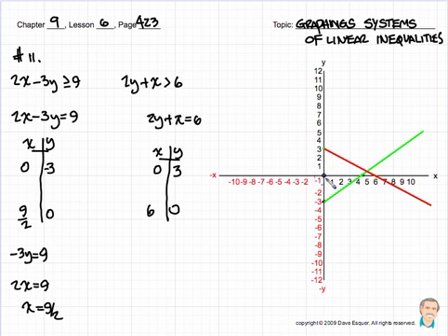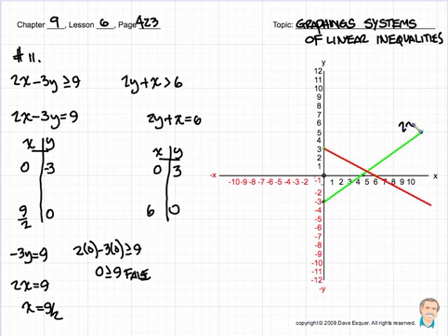Now, going back to our problem, we have to test each of these for 0, 0 to see which side we should be shading. So let's go back to this first equation. And let's stick 0, 0 in there for this one. So we have 2 times 0 minus 3 times 0. Is that going to be greater than or equal to 9? Is 0 greater than or equal to 9? I think that's false. So for this first equation, we would not be shading on this side, but we would be shading below that.